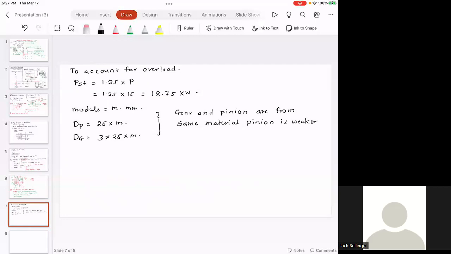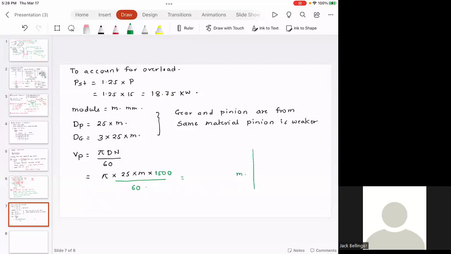Now we want to find the pitch line velocity. Vp is equal to pi times d times n divided by 60. Now we have a problem: at this point, we do not know the diameter of the pinion, or the pitch circle. So I will substitute 25 times m multiplied by n, which is 1500, divided by 60. Pitch line velocity is going to be in terms of module.